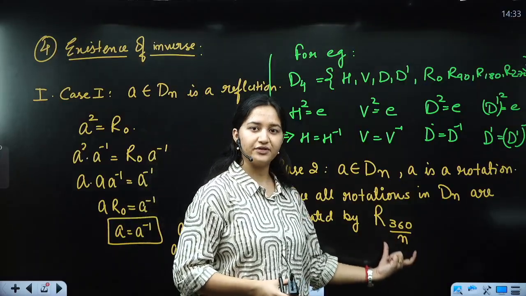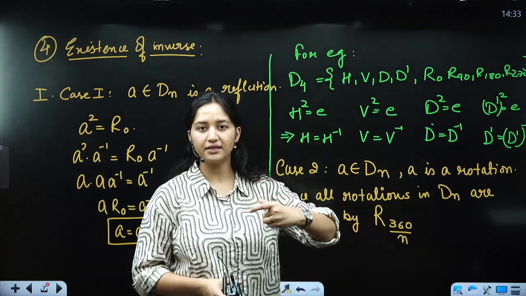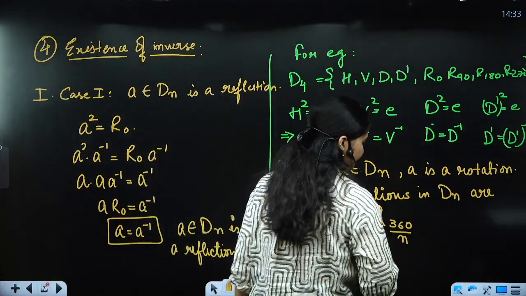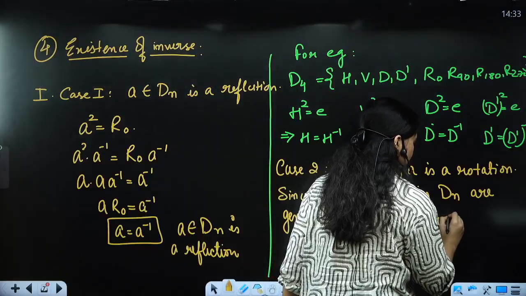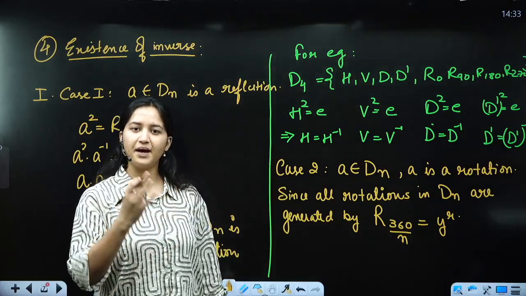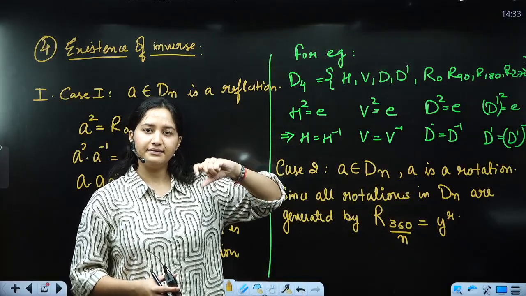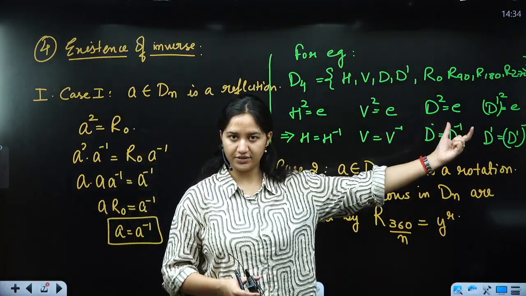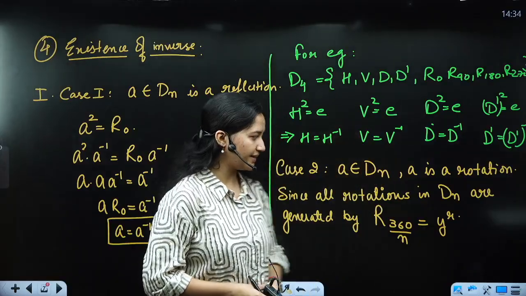So a rotation of this form is always going to generate all the other rotations in a Dn group, that is a dihedral group, right? It is generated by R 360 by n, or let us just represent it in the form of y raised to the power r. Now r is the power that many times you are supposed to multiply y to get the other rotation, right? We'll understand this with an example, then we'll know.